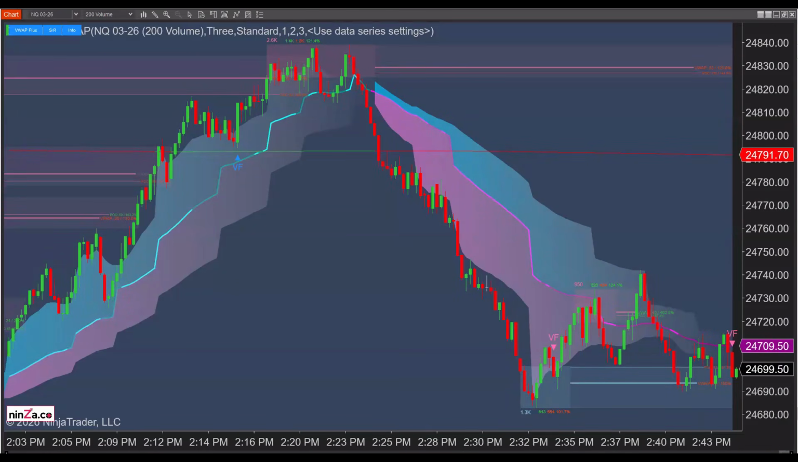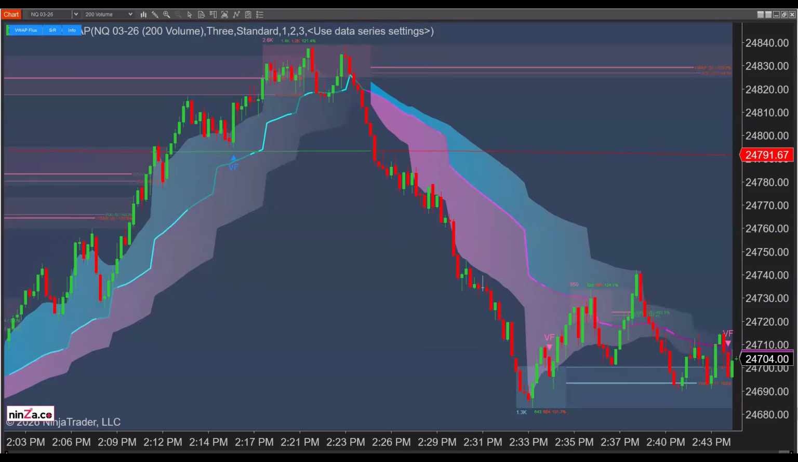Okay. Let's see. Can you please demonstrate how to use VWAP Flux plus quantum value? I can't. Kush, I'm sorry. I'm not sure if I'm familiar with the other indicator you mentioned. I can just tell you this. Now, this is my opinion.